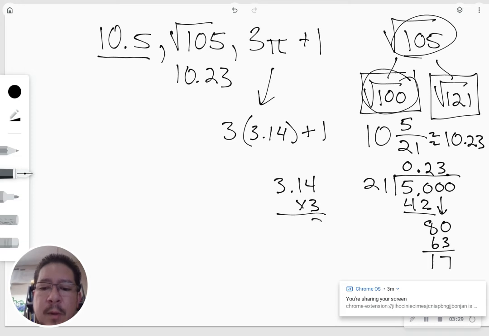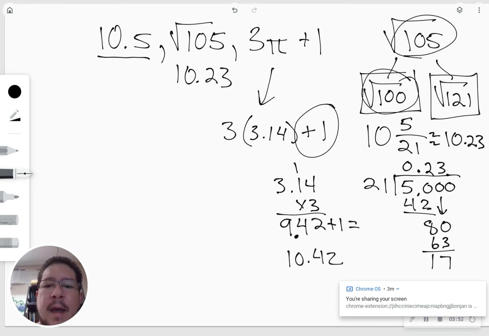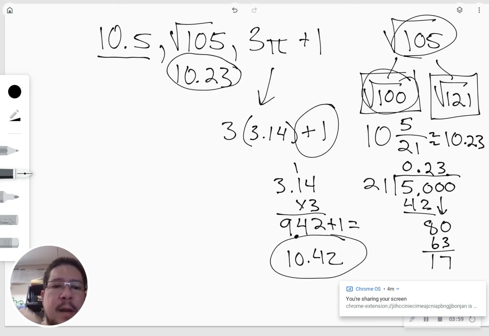3 times 4 gives me 12. 3 times 1 is 3, plus 1 is 4. 3 times 3 is 9. I have two numbers to the right of the decimal, so I should have two numbers to the right of the decimal here. So I get about 9.42. Now, I still have to add in this plus 1. When I do that, I get 10.42. So I know that 3 pi plus 1 is equal to about 10.42. So here are my three decimals. Now I just have to put them in order.